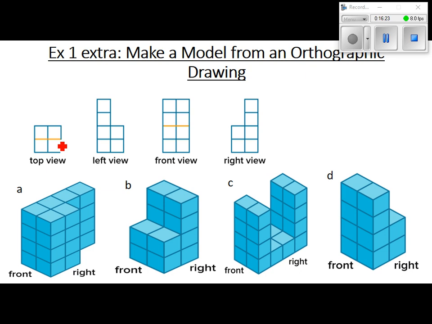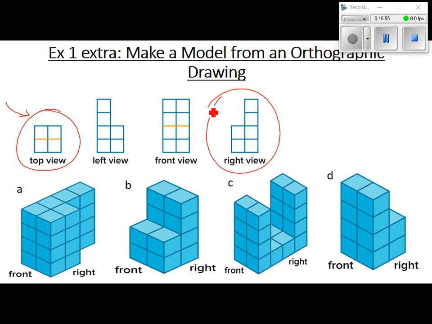Let's try this one. Make a model of the orthographic drawing. So we have the top view, the left view, the front view, and the right view. The ones that I would look at if I was doing this, for me, I'm looking at the top view and the right view at first, because those are the ones that make sense to me.